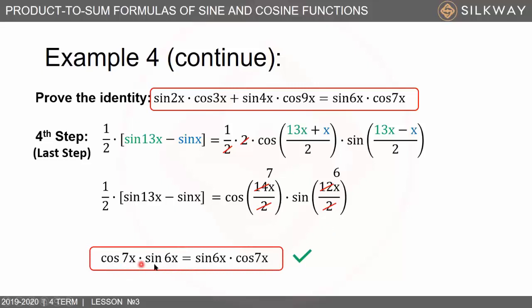Then cosine 7x multiplied by sine 6x is equal to sine 6x multiplied by cosine 7x. We take from the left side cosine 7x multiplied by sine 6x, and on the right side was sine 6x multiplied by cosine 7x. And these two terms are equal to each other. We proved it.